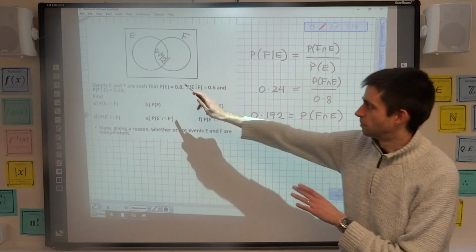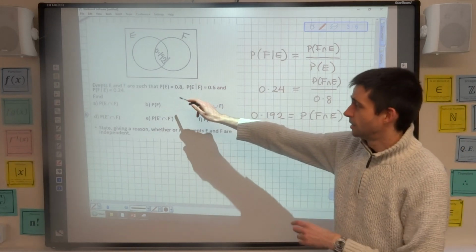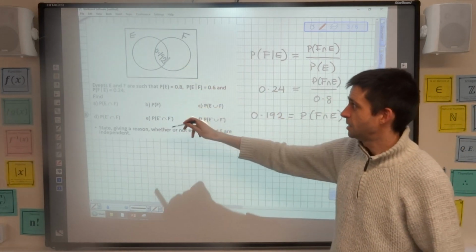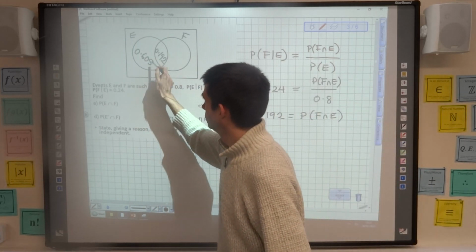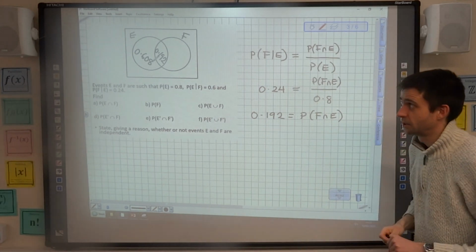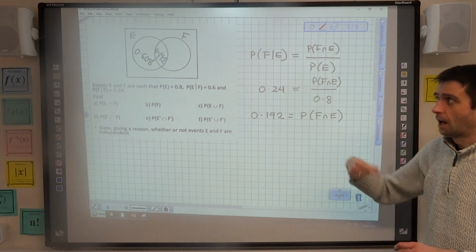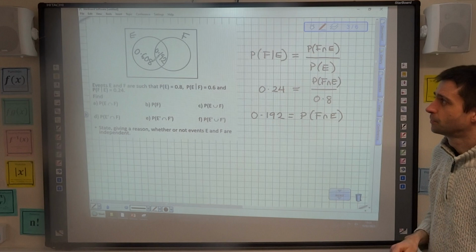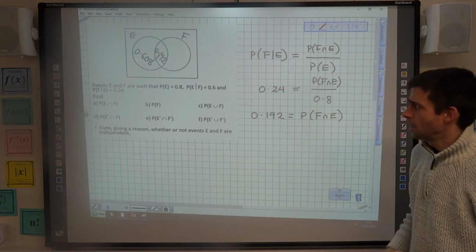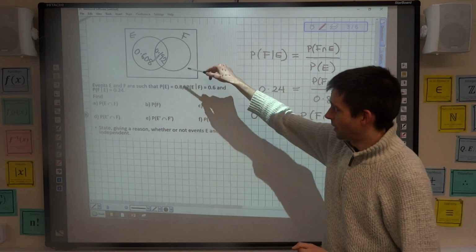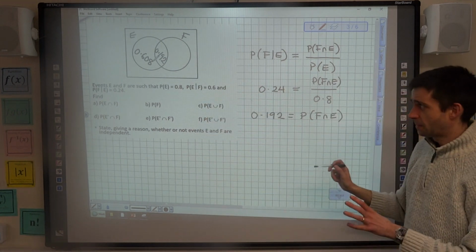Now, I knew that the probability of E was 0.8, so now I know the intersection bit, I can subtract that from 0.8 and get 0.608 as my probability of just E, those two values adding up to the 0.8 in total. So I need this section here and the outside section. So I'll go back to what I've been given.